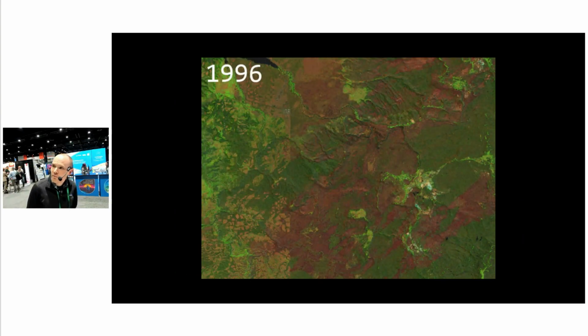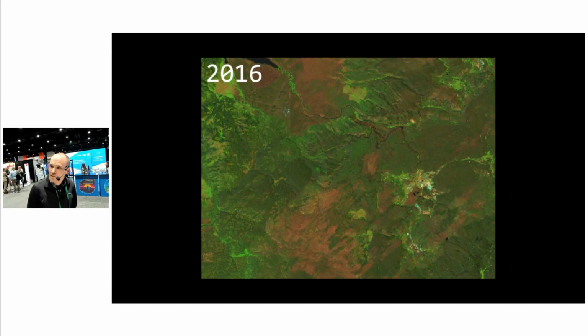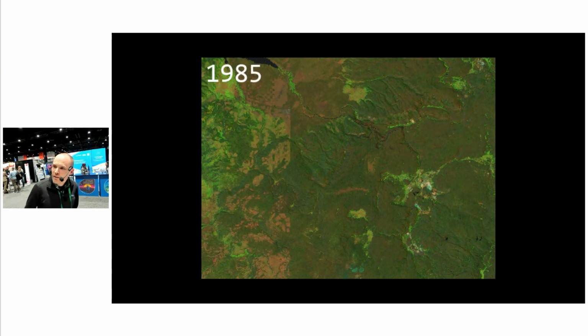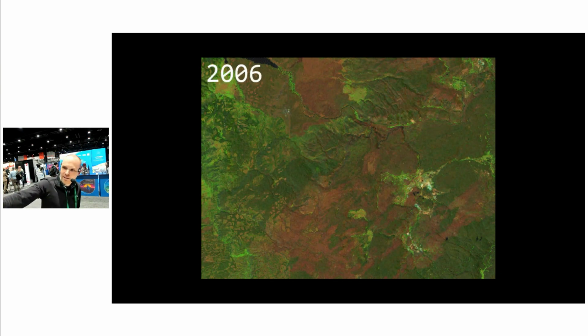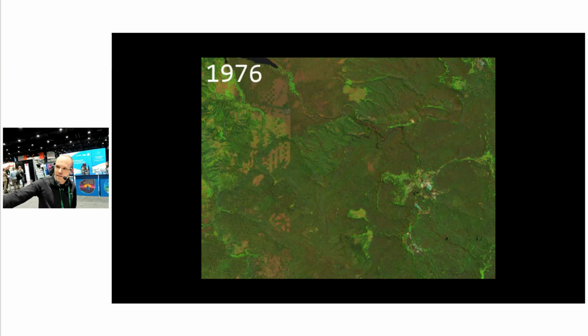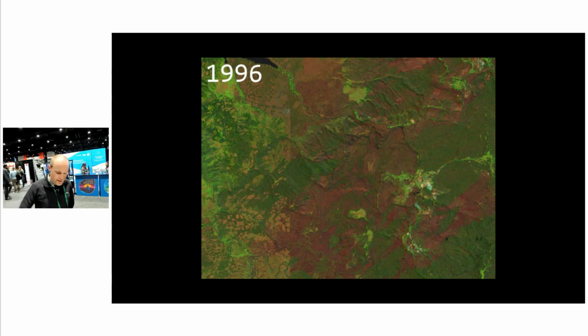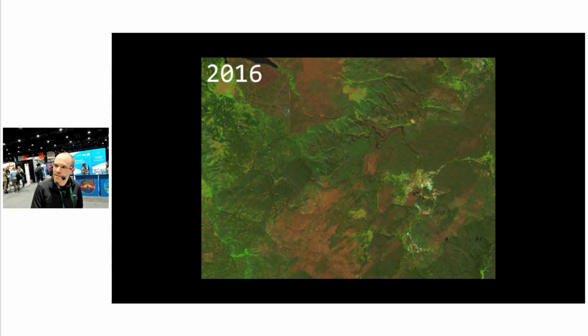This is showing wildfires in Yosemite National Park. And I think the cool thing to note here is all the harvesting that is happening on the west side of the park in the 70s and 80s. And again, without MSS, we wouldn't be able to see that as well.